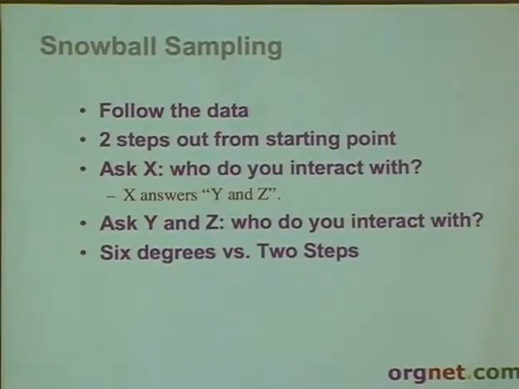When you're looking on the net for data to map and analyze, we often follow an approach called snowball sampling. Since we're all in Cleveland, we're all very familiar with snowballs. It's basically a way of following the data. You start with one place, with a person, an organization, or a group, and we normally go out two steps from that.